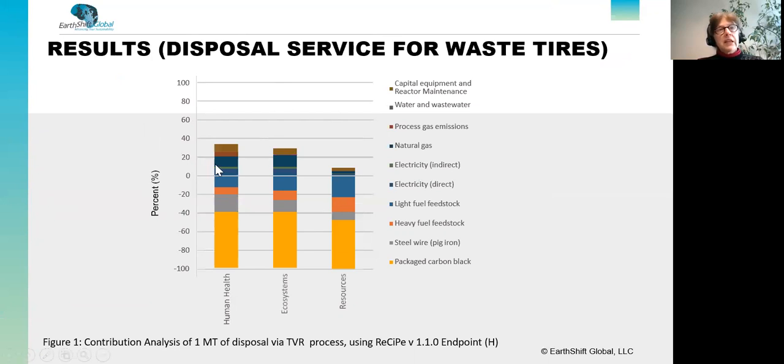And so we'll see here that in human health, ecosystems, and resources, using the ReCiPe method, the natural gas coming in is actually one of the biggest impacts they have. Everything below the line here is a benefit. So not only are we getting rid of tires, but we're also producing all this great stuff. And in this case, that was looked at as a benefit, that you didn't have to produce those things through conventional methods. So as I said, the big hit here is that natural gas.